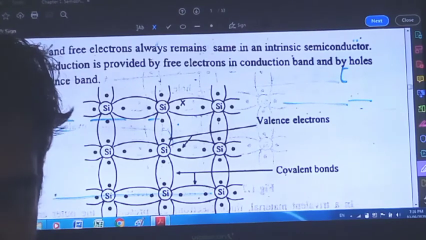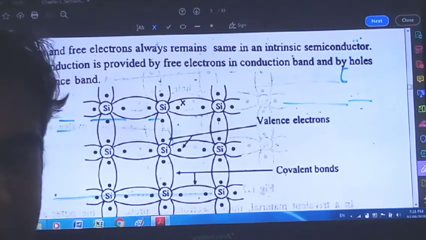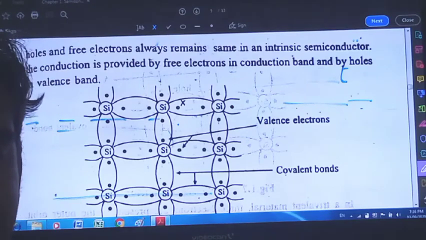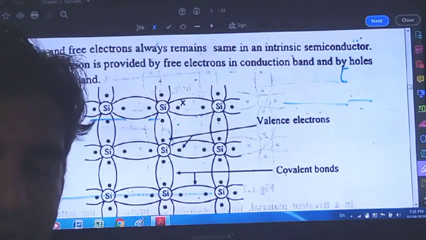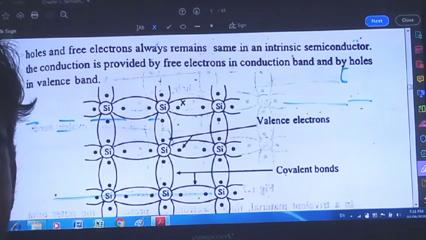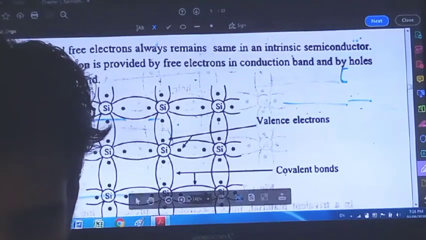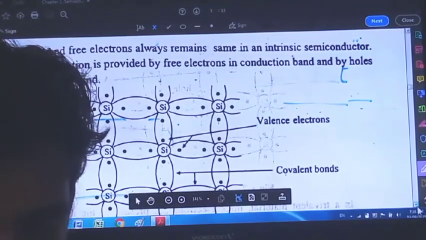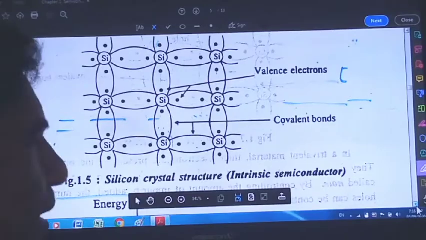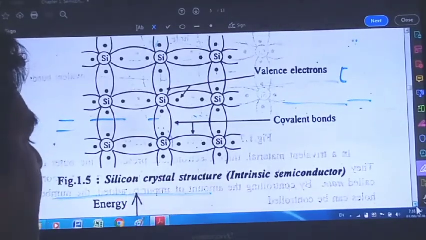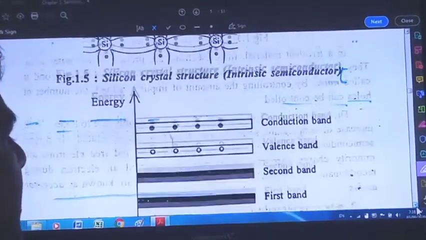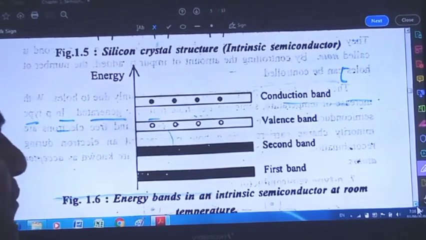In such an intrinsic semiconductor, the conduction is provided by the free electrons in the conduction band and by the holes in the valence band. When the formation occurs, it will look like this. It is the structure which is being used. Now here we will observe the energy band diagram.